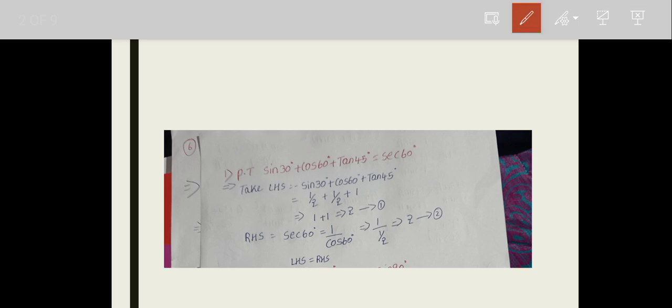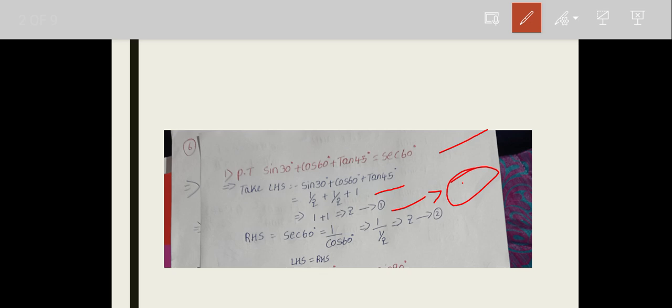You can see here: prove that sin 30 plus cos 60 plus tan 45 equals secant 60 degrees. First we take the LHS: sin 30 degrees plus cos 60 degrees plus tan 45 degrees. We already know the sin 30 value is 1 by 2, the cos 60 value is 1 by 2, and the tan 45 value is 1. Then 1 by 2 plus 1 by 2 equals 1, and 1 plus 1 equals 2. We consider this as equation number 1.